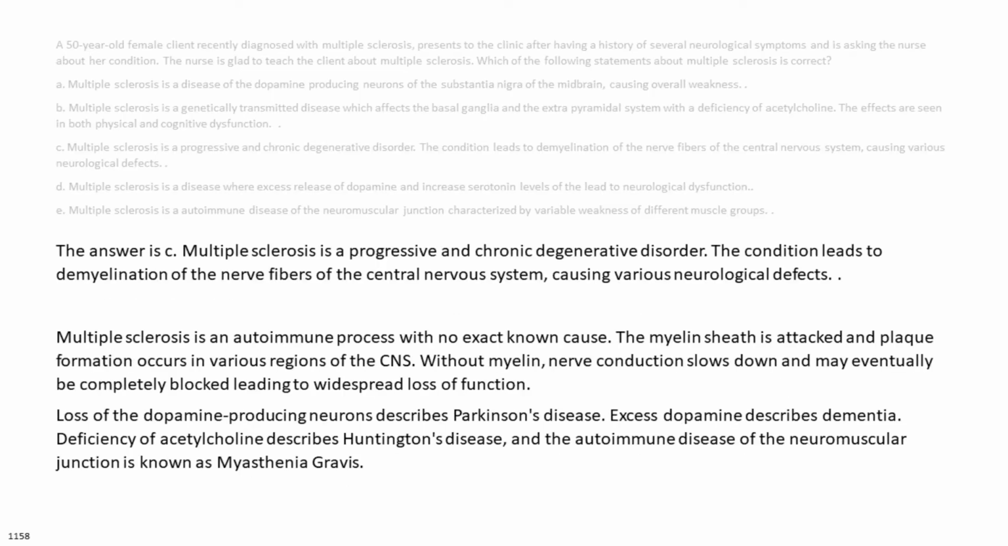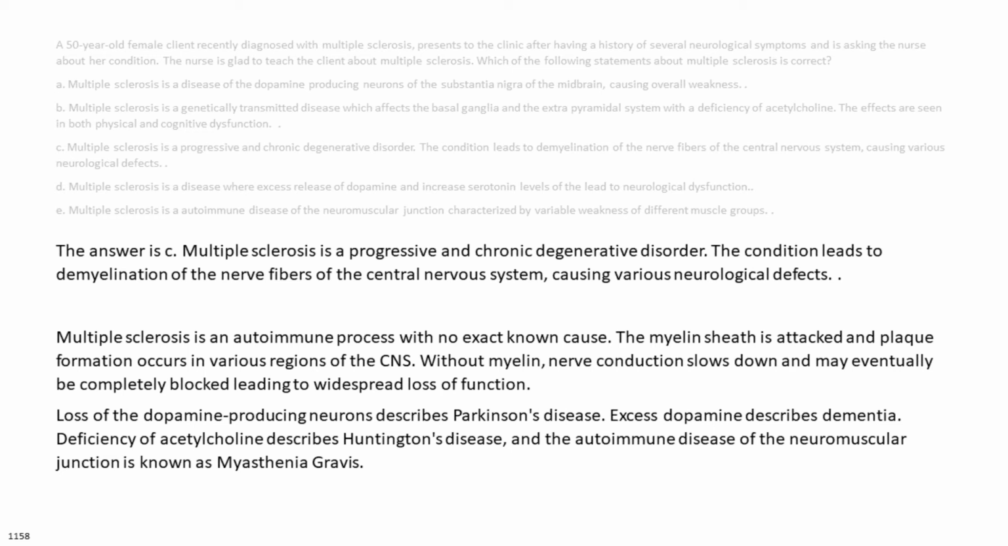The answer is C. Multiple sclerosis is a progressive and chronic degenerative disorder. The condition leads to demyelination of the nerve fibers of the central nervous system, causing various neurological defects. Multiple sclerosis is an autoimmune process with no exact known cause. The myelin sheath is attacked and plaque formation occurs in various regions of the CNS. Without myelin, nerve conduction slows down and may eventually be completely blocked, leading to widespread loss of function.